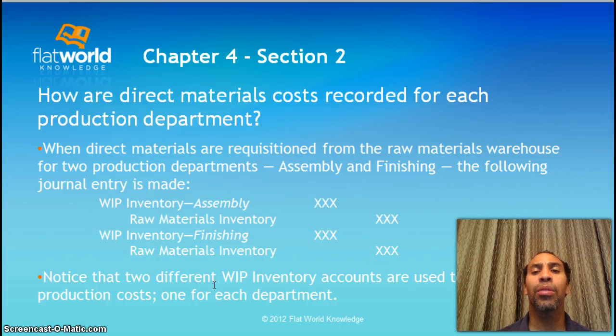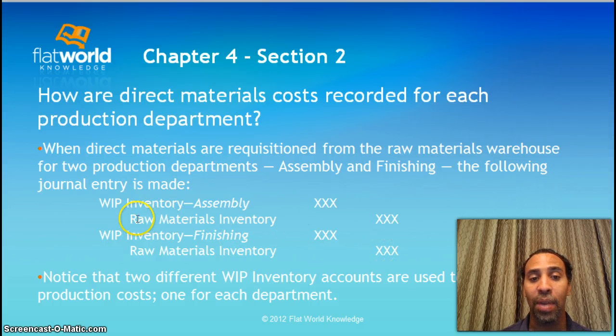So how are direct material costs recorded for each production department? When direct materials are requisitioned from the raw materials warehouse for two production departments, assembly and finishing, the following journal entry is made. So it looks like this. It goes from raw materials inventory to work in process inventory assembly. And then it goes from raw materials to work in process inventory finishing, right?